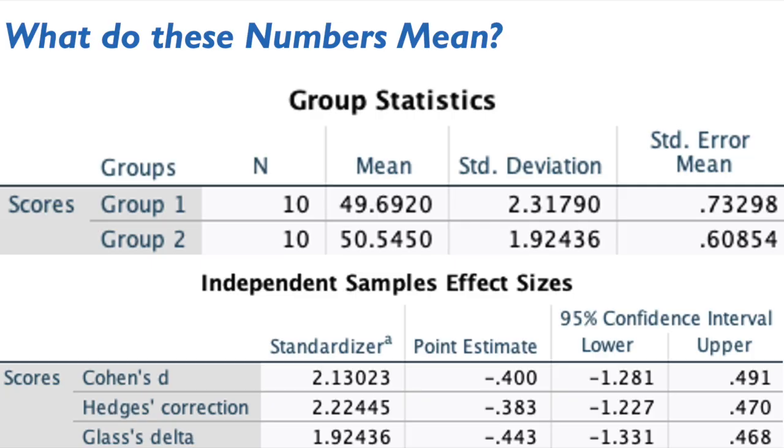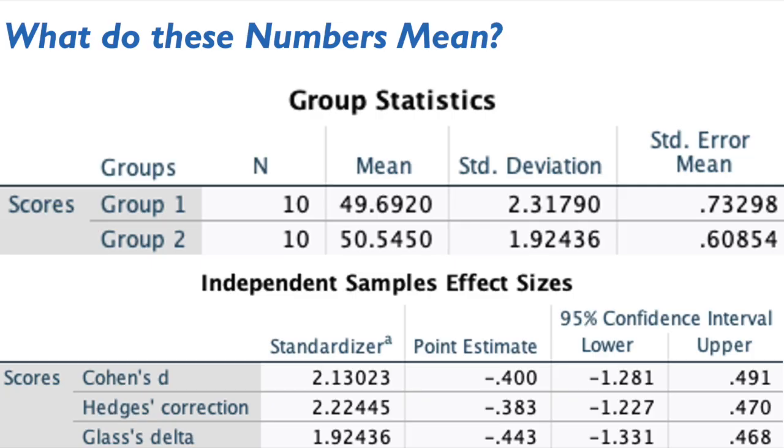From this table, we see that both group 1 and group 2 had 10 participants each. That is going to be our N. Group 1 had a mean score of 49.69 with a standard deviation of 2.32, while group 2 had a slightly higher mean of 50.54 and a standard deviation of 1.92. And so, although there is a small difference in means, we will need to further analyze it to determine if the difference is statistically significant.